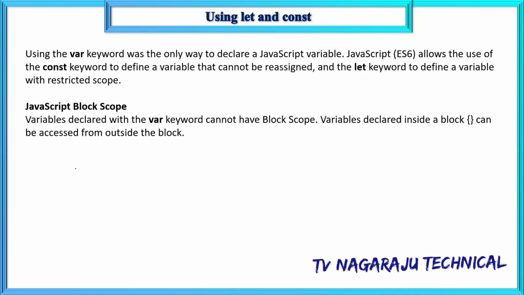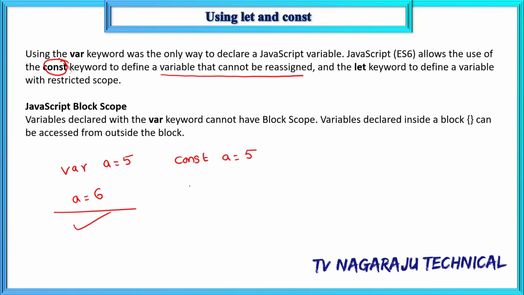What is the difference among all these? We already know var. Suppose var a is equal to 5. Right now I am defining a variable a with a value 5. Now in the program I am trying to change the value, a is equal to 6. Any problem? No, this is fine. But if you define the variable with the const keyword, it is not possible to change. So const a is equal to 5. Later, if you want to reassign, it gives an error. That is the difference between var and const.